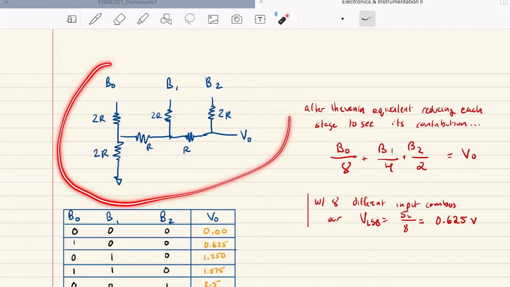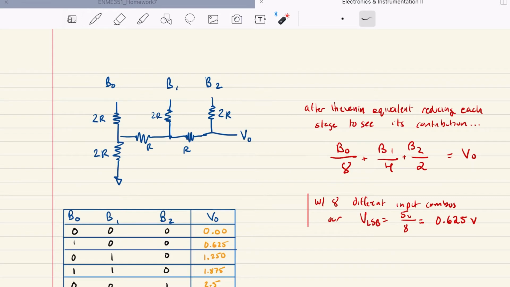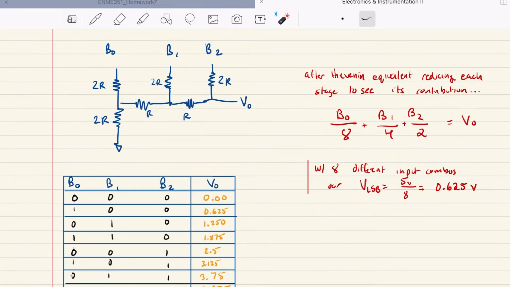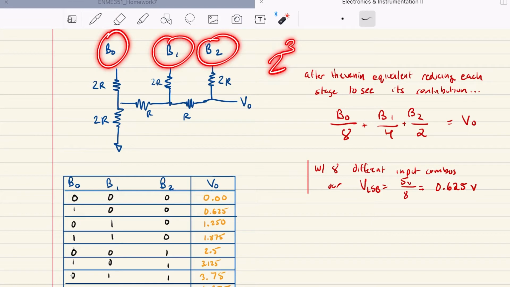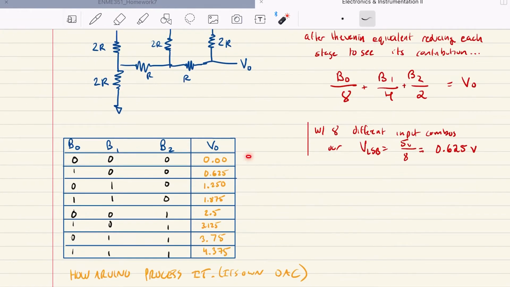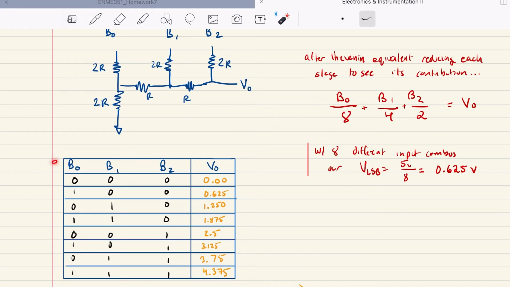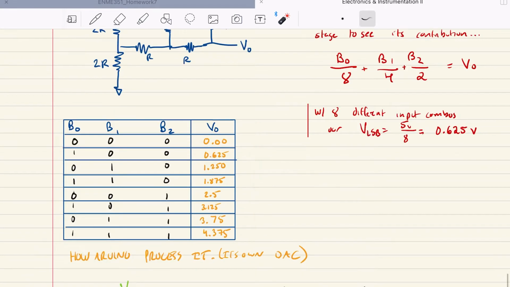So here we have our R2R DAC, and if we analyze each step here using a Thevenin equivalent circuit, then we'll see that the output voltage will be governed by this equation. And because we have three different binary inputs, we know we're going to have 2 to the 3 different possible outputs. So here we have a table listing all of those inputs and all of their outputs.